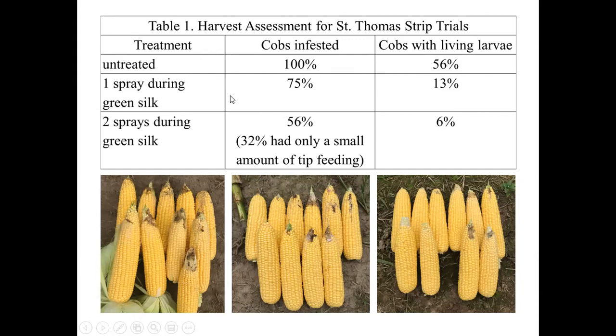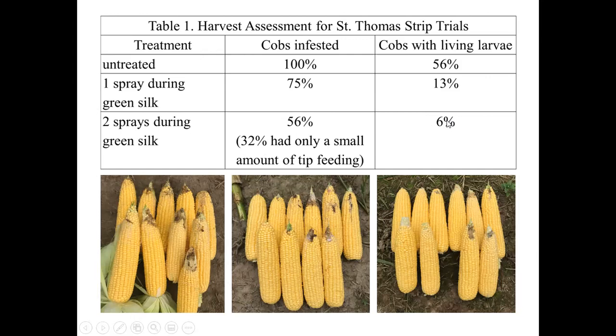With one spray during green silk, we reduced the number of cobs infested and had a lot less living larvae. But still, when you look at that second picture there, that's still unmarketable. You still can't sell that. And then with 2 sprays during green silk, we were able to dramatically reduce the amount of cobs infested. So 32% just had a tiny amount of tip feeding, which depending on your market, that still would render them unacceptable for a wholesale sweet corn market. That's still too much damage.